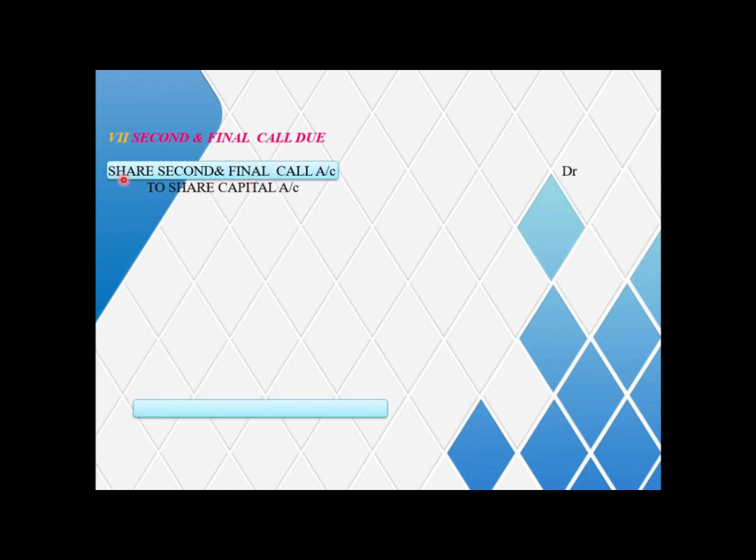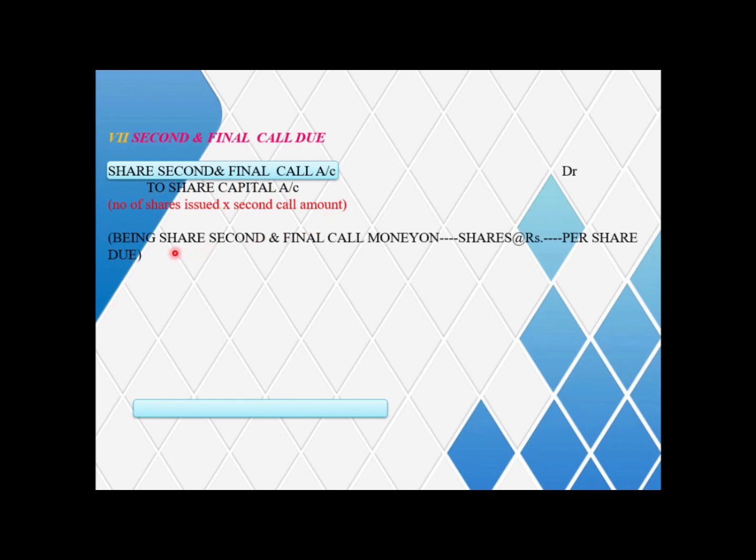Entries: share second and final call account debit to share capital account. Amount will be calculated as number of shares issued multiplied by second call amount. Narration: being share second and final call money on dash shares at rupees dash per share due.